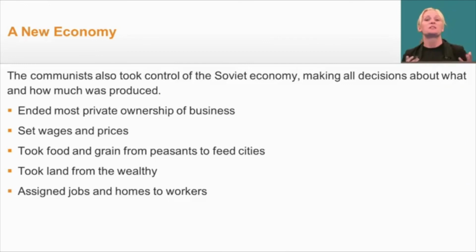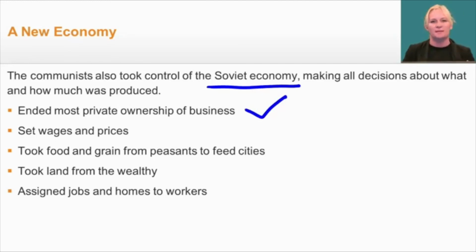So the communists weren't just renaming cities and changing the flags around. They also took control of the Soviet economy, making all the decisions about what and how much was produced. They controlled everything. They ended most private ownership of business. You couldn't own your own shop anymore. They set the wages and the prices. And when I say they, remember, I mean the communists. They decided how much things were going to cost, and they decided how much money you were going to make. They also took food and grain from the peasants to feed the cities.